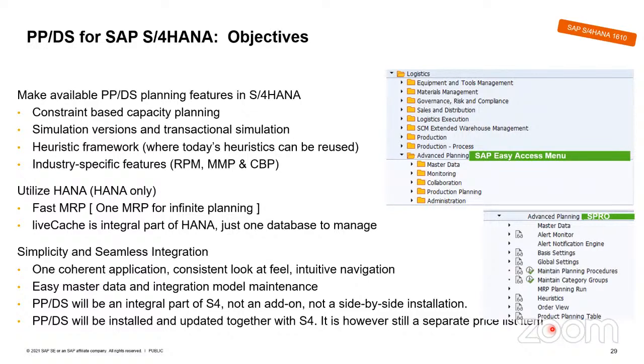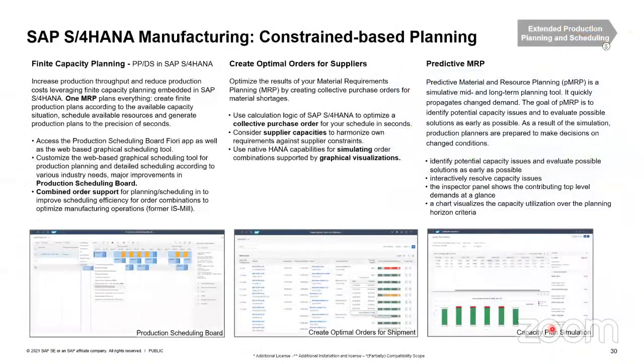The utilization of SAP S/4HANA is that one transaction takes care of dispatching both the runs, and it also has benefits like simplicity and seamless integration, one coherent application, consistent look and feel, intuitive navigation. There is good integration. Next to that, you can work with the capacity planning board and work with constraint based planning.